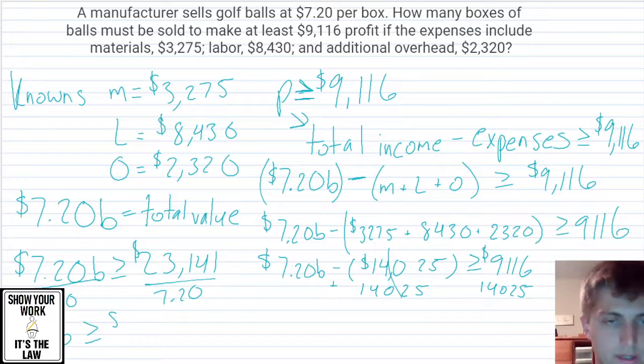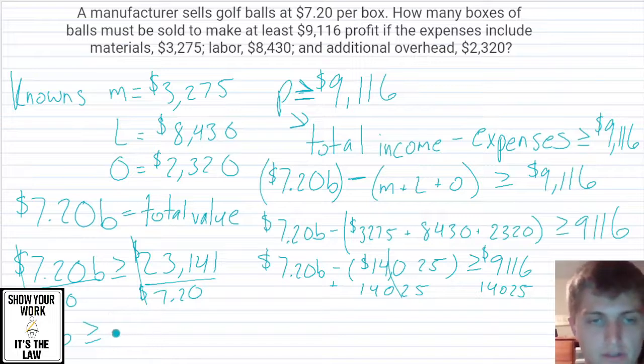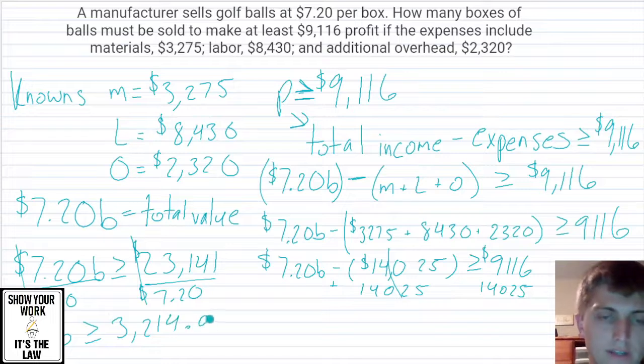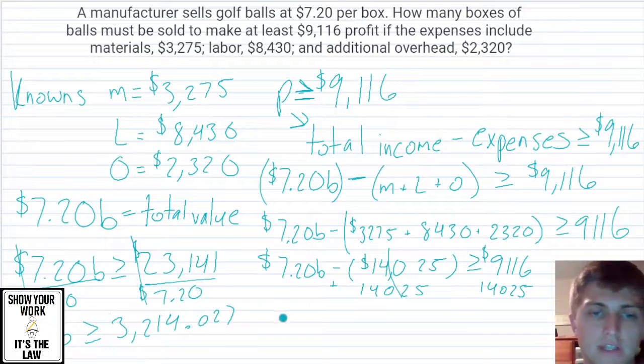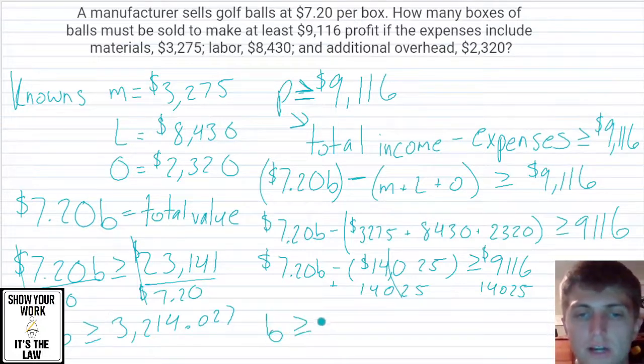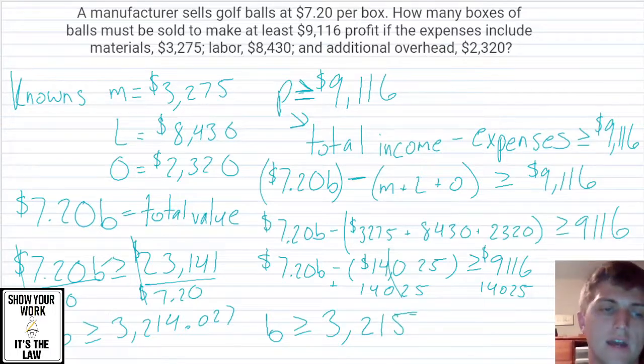And this is why the units are important, because we're dividing by the dollar amount, which means the dollars are canceling. The units are canceling, so we're no longer dealing with dollars. We are dealing with just the amount of boxes. So this is going to give us 3,214.027. Now, just like the last problem we did, because it's greater than or equal to, we can't sell a partial box, so we do got to round up. Rounding up will give us the number of boxes sold needs to be greater than or equal to 3,215 boxes, and if we do that, we will make a profit of at least 9,116.